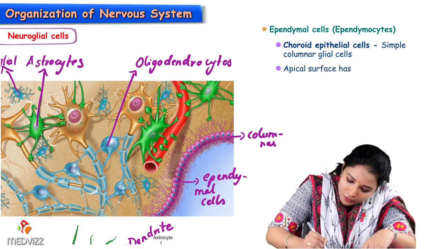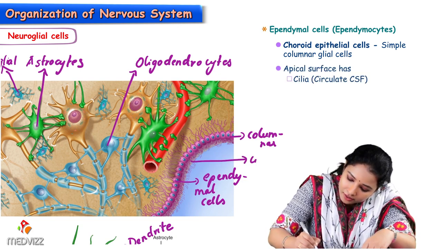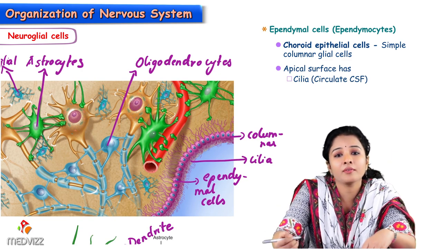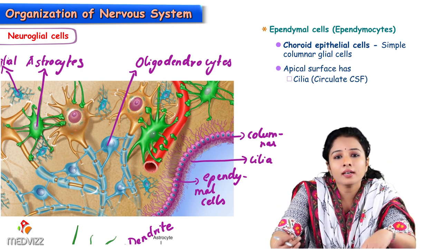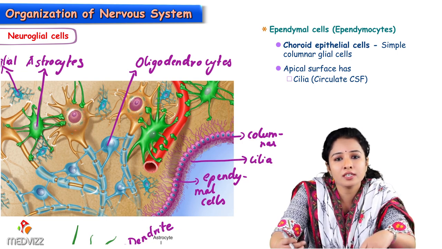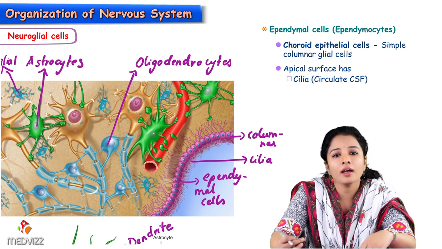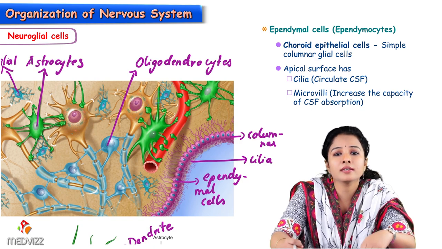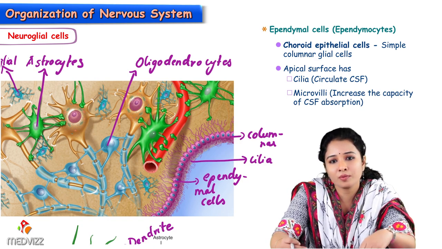The apical part of the cells shows cilia facing the cavity, lining the cavity. This cilia helps in the circulation of CSF, cerebrospinal fluid, and the microvilli increase the capacity of CSF absorption.